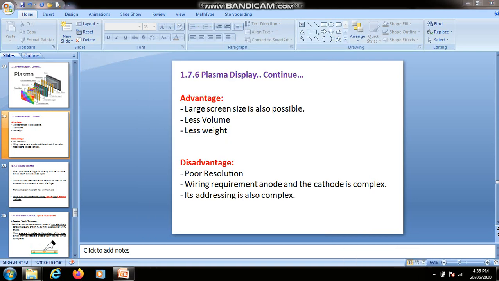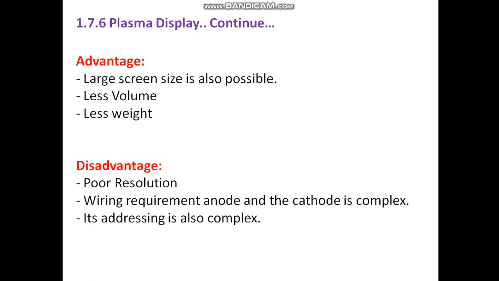So here are the advantages and disadvantages of the plasma display. The advantages: first, large screen size is possible. Second, less volume. Third, less weight. The disadvantages: first, poor resolution. Second, the anode and cathode wiring requirement is more complex. Third, its addressing is also complex.